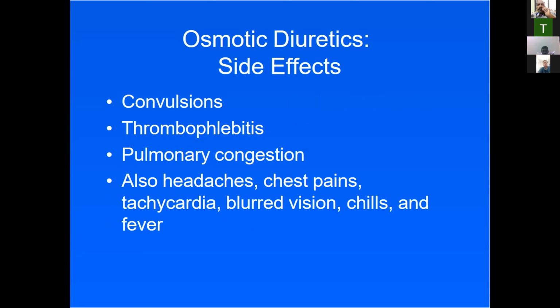And it has its own side effects. It can produce convulsions, thrombophlebitis, and pulmonary congestion is also possible. It also produces headache, chest pains, tachycardia, blurred vision, chills, and fever. These are the main side effects of the usage of osmotic diuretics. Next slide, sir.